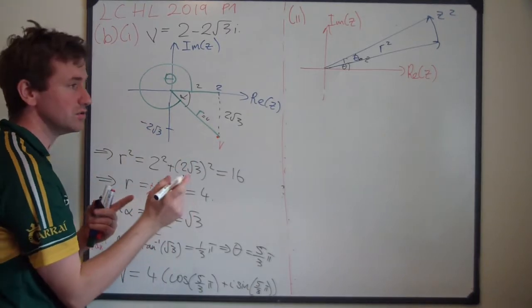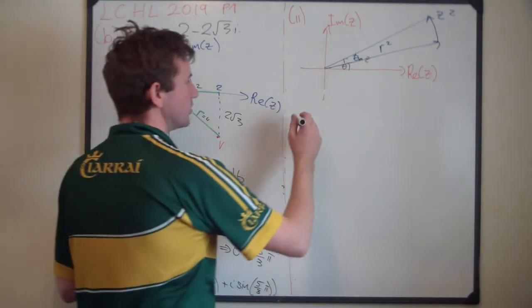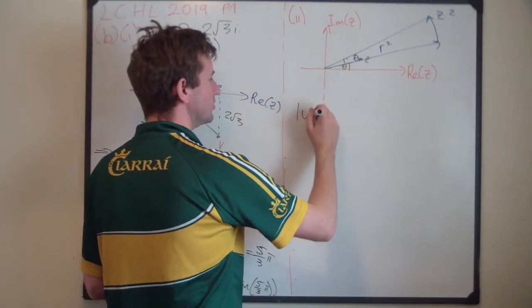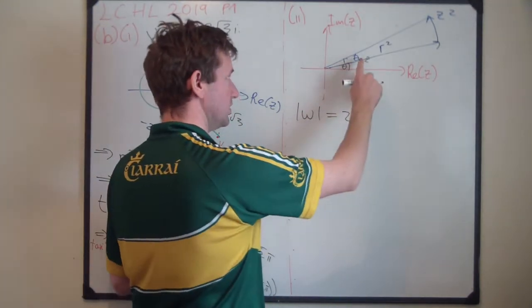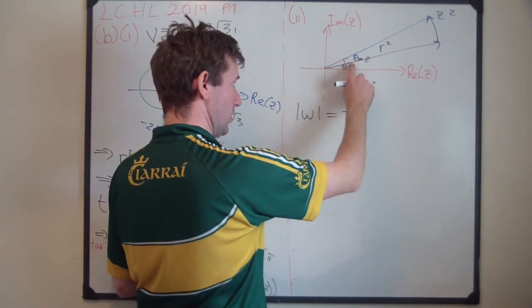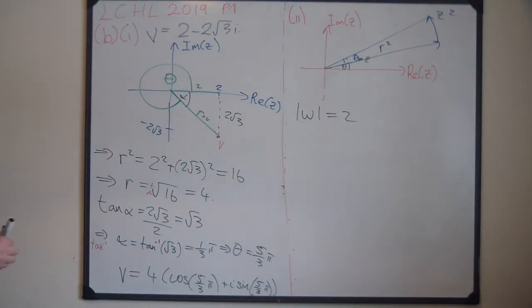You start with a length of 2. So where you got W is the square root here. You know that the modulus of W must be equal to 2, because when you square W, the length is going to go from R to R squared, 2 to 2 squared. Now, we have to double.